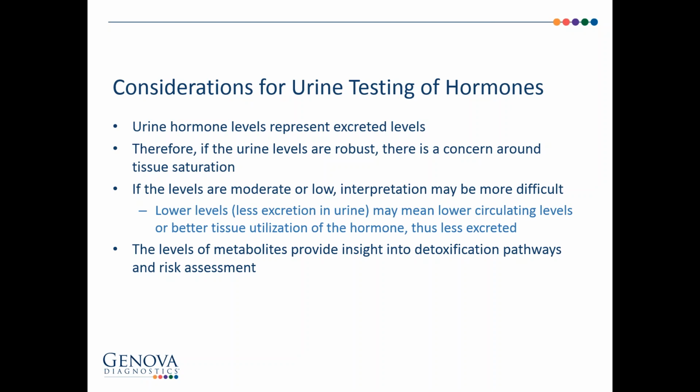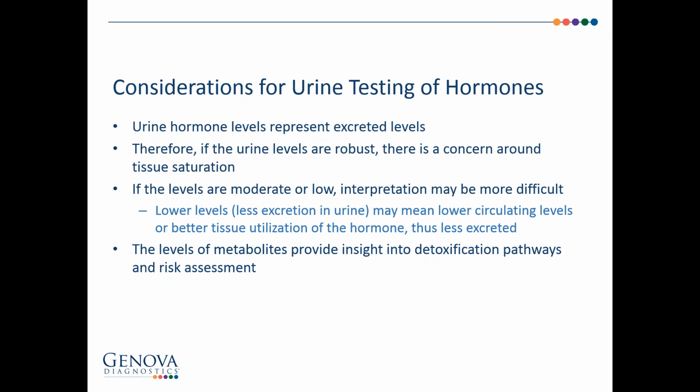So if your urine level of a hormone is high, what does that even mean? Does that mean all the tissue levels are so saturated that it didn't need it, just dumped it in the urine? Possibly. It could be tissue saturation, right? Whatever's not needed gets wasted. But what if those levels are low? What does that mean?